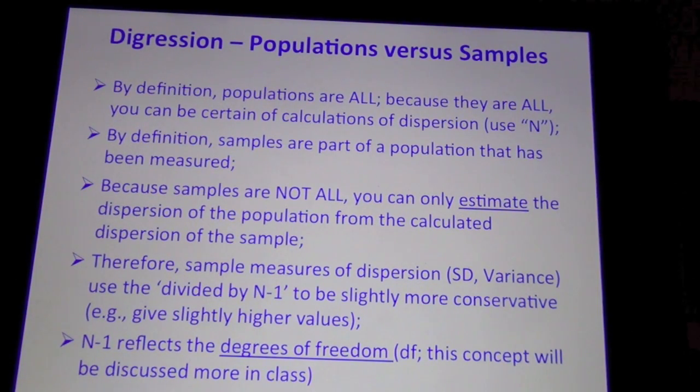So there are populations and there are samples. By definition, populations are all of the values. Because they are all of the values that you're interested in, you can be certain of the calculations of dispersion. If you have all the values, you know that you won't miss anything, and whatever you calculate is accurate for all of those values. By definition, samples are really only part of a population that's been measured, and most of the time we deal with samples, to be honest.